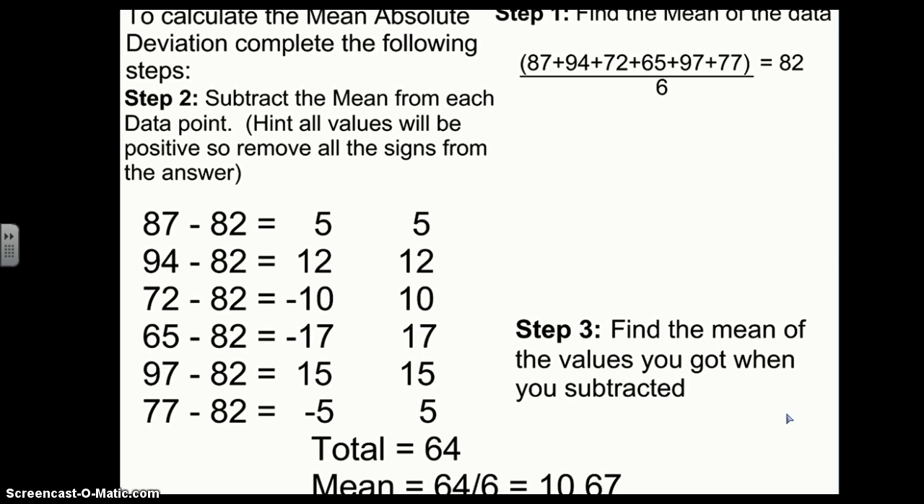The closer that number is to 0, the more consistent the data is. One way to get it to be 0 is if all of the numbers are exactly the same. For instance, if the mean was 82 and all 6 numbers were 82, the mean absolute deviation would be 0. So the closer it is to 0, the better off it's going to be.